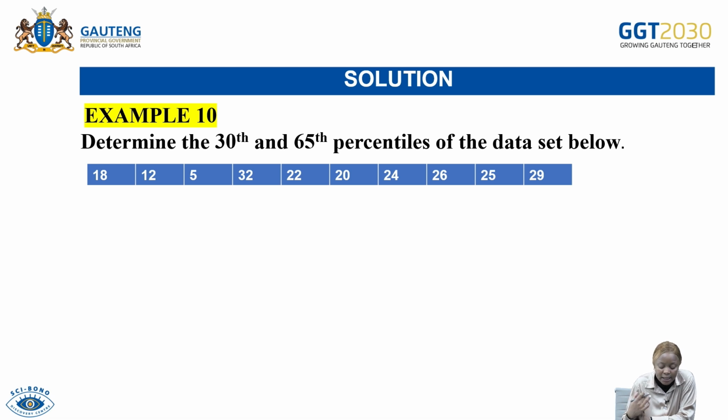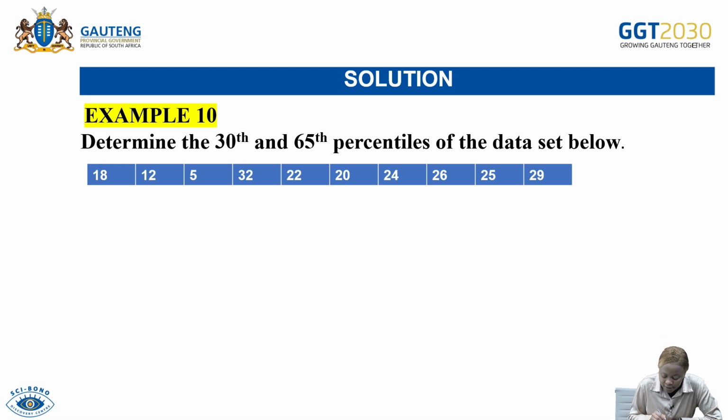Okay, so let's look at example number 10. It says determine the 30th and 65th percentiles of the data set below. So you are given your data set. Obviously, before you can do anything, you need to do what? You need to arrange your data set in an ascending order.